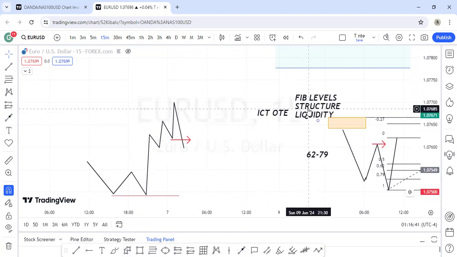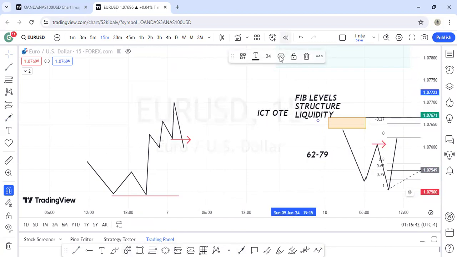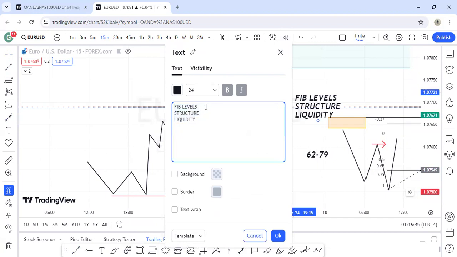So the real checklist should be, let me arrange it the way it should be. You look at the structure first. So let us do this the right way: structure first, liquidity, then fib levels. Very, very easy. Call it SLB. You can also call it your SLB level, your SLB trading pattern. Very simple.